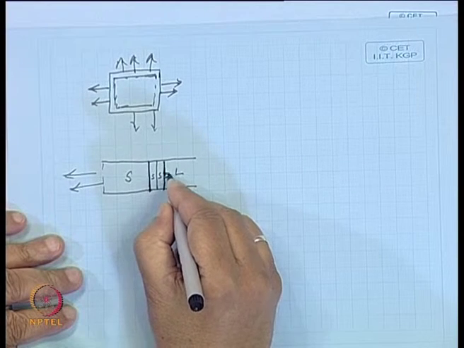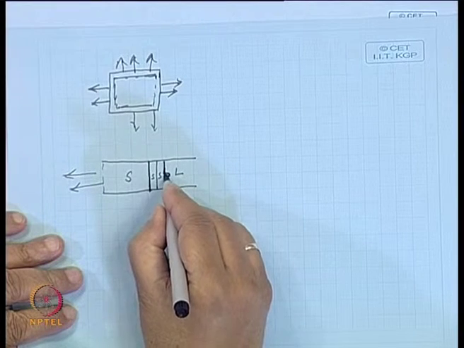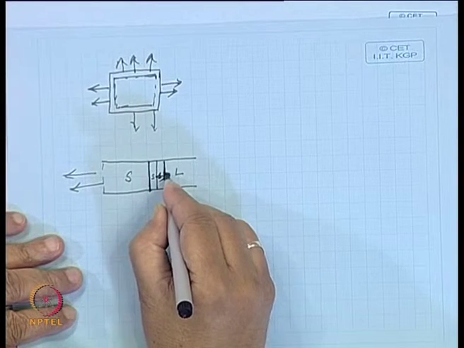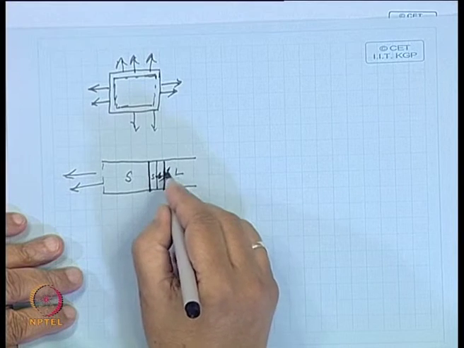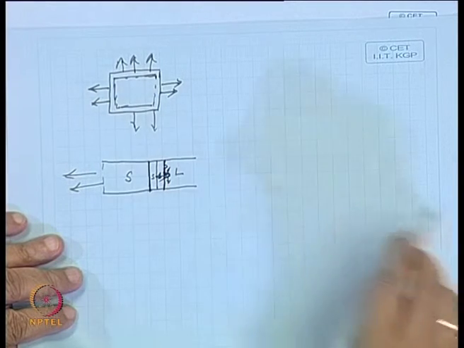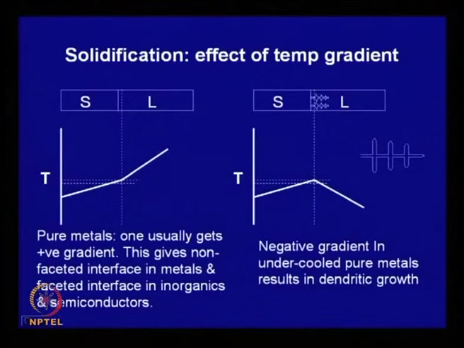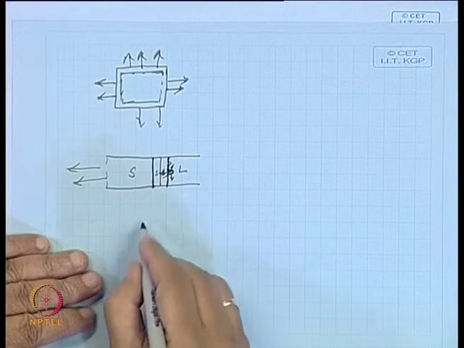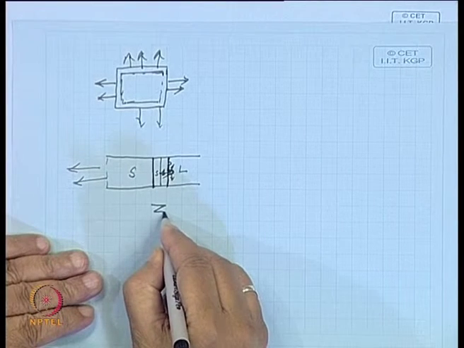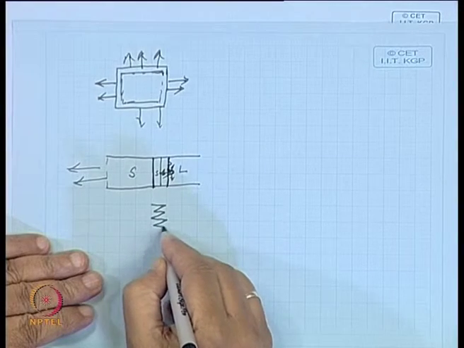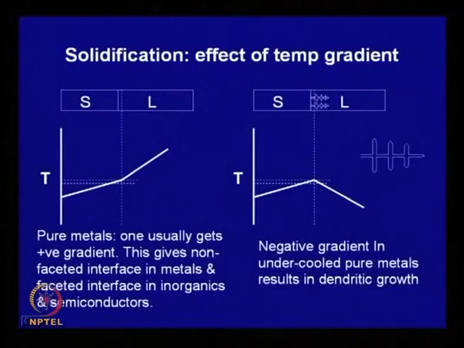So here, even if it tries to go somewhere like this, when this solidifies, there will be latent heat which has to be extracted. If it comes this side, that heat can go this way also. It will heat up and melt. So it will not be stable. Any departure from a planar interface will not be stable where you have this type of gradient. But there are certain materials, like some inorganics, where this phase can also be faceted like this. This kind of faceting can take place in inorganics and some semiconductors.